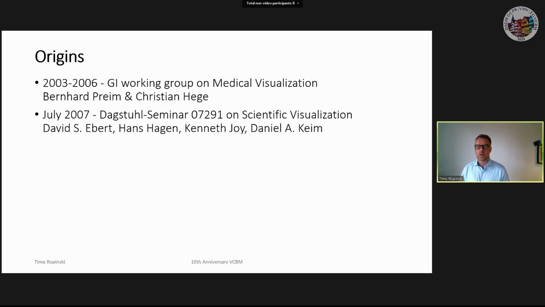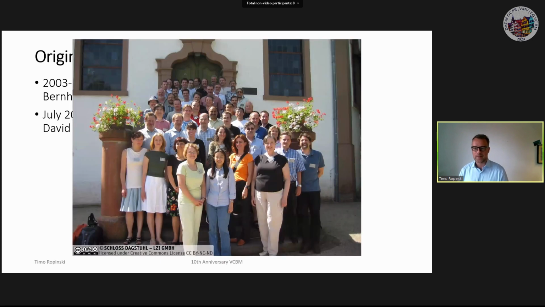So in July 2007, a Dagstuhl seminar on scientific visualization was organized by David Ebert, Hans Hagen, Kenneth Joy, and Daniel Keim. And from that workshop, I took this picture. As you know, Dagstuhl always puts these nice pictures on the website, and they are, of course, still available. And when you look at it, you see a lot of people on there. Many of them you probably know. They are still very active in the visualization community.